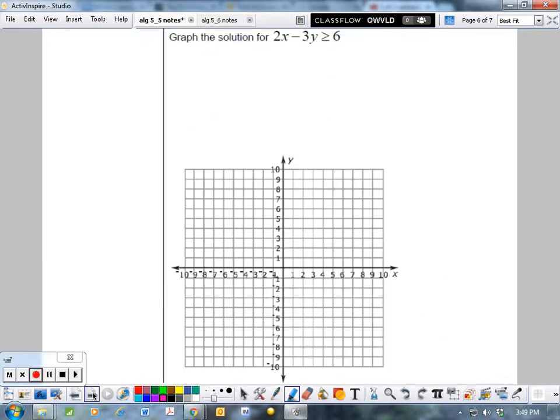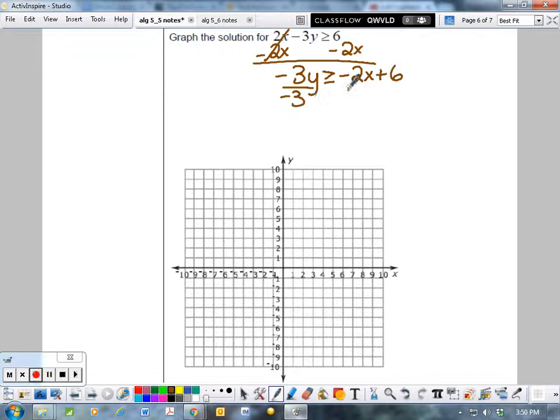Okay, so now we have special cases. Now it's not written in the y equals mx plus b form. So we've practiced solving for y, and we're going to practice some more solving for y. So I'm going to go ahead and move my x to the other side. So I'm going to minus 2x from both sides. So now I'm going to have -3y is greater than or equal to -2x plus 6. And now I'm going to divide everything by -3.